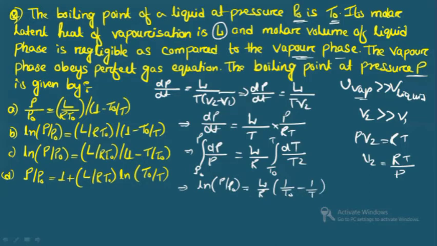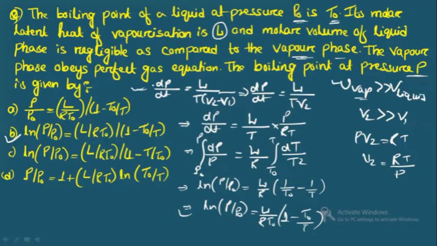Now I'm taking this 1 by T naught common so that the answer matches the form of the options. So I'm writing ln P by P naught equals L by R T naught into 1 minus T naught by T. All right. If you compare, you will see option B is the correct option: ln P by P naught equals L by R T naught into 1 minus T naught by T. So you have just considered the condition given to you. You have used the Clausius Clapeyron equation and the ideal gas equation. So this is how you can find it.